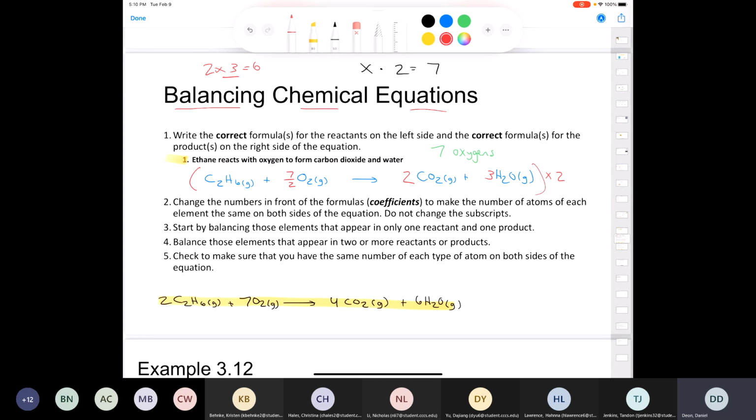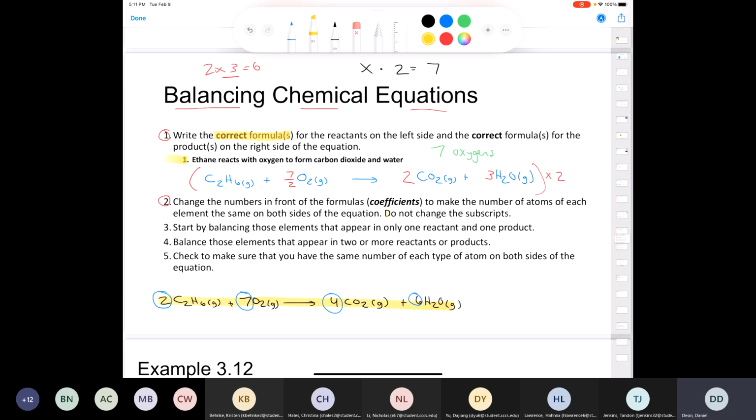So first, you're going to write the correct formulas for the reactants on the left side and the correct formulas for the products on the right side. Now, in order for you to write correct formulas, you've got to know nomenclature, right? Step number two, you're going to change the numbers in the front of the formulas. Those are the coefficients, right? You see the equation we balanced last class: 2, 7, 4, 6. Those are the coefficients. Those are numbers that we can manipulate.